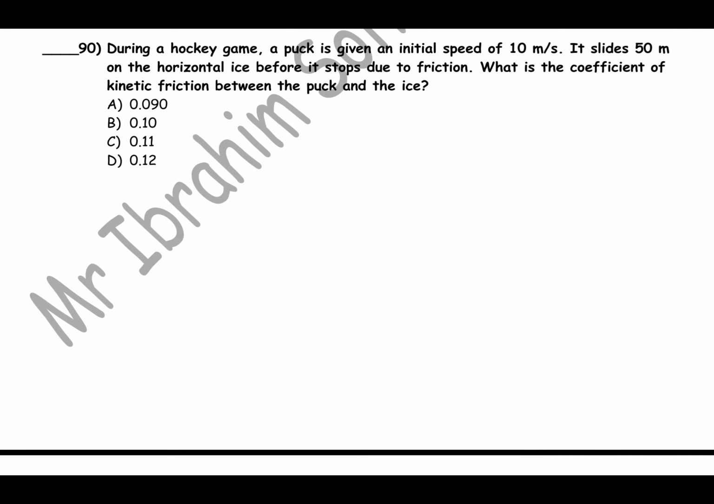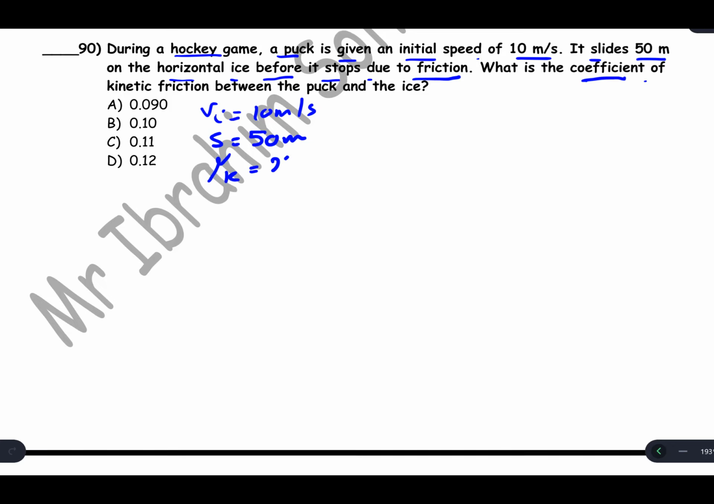It is easy, guys. During a hockey game, a puck is given an initial speed. You know the initial speed, 10 meter per second. It slides 50 meters, so s equals 50 meters, on horizontal ice before it stops due to the friction. What is the coefficient of kinetic friction? You need to know mu k between the puck and the ice.